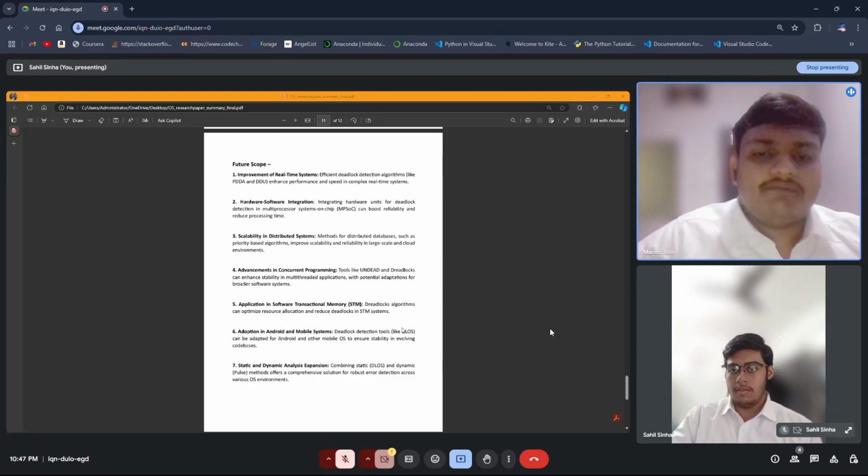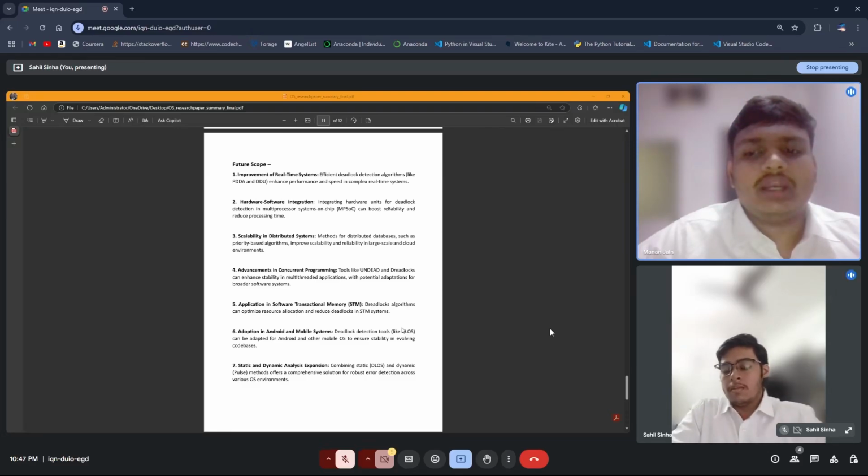Second, hardware-software integration. As multiprocessor systems on chip, MPSoC, continue to evolve, integrating hardware units for deadlock detection and avoidance is crucial. This integration is expected to improve system reliability and efficiency, further reducing processing times.